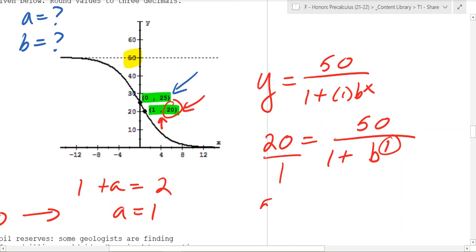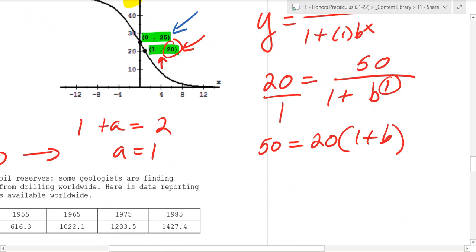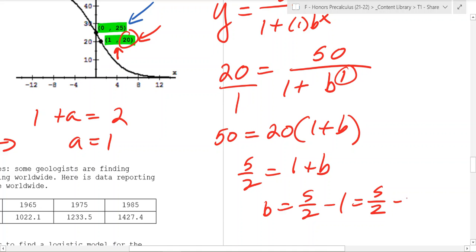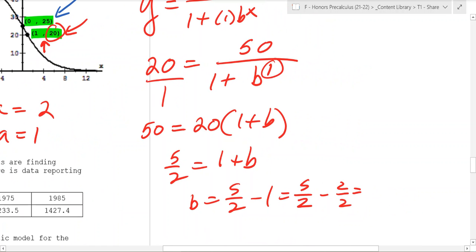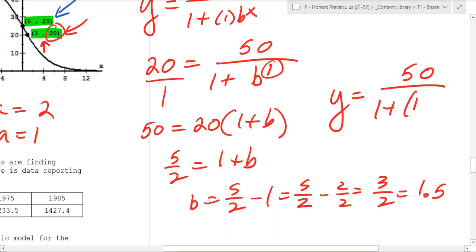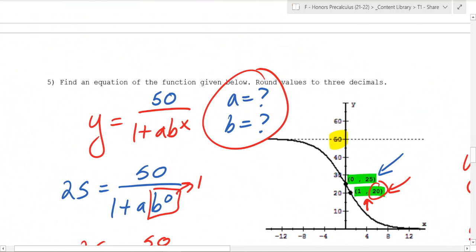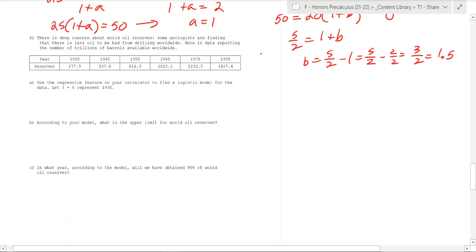If you cross multiply this, you end up with 50 is equal to 20 times 1 plus b. Divide by 20 on both sides, you get 5 over 2 is equal to 1 plus b. So b is equal to 5 over 2 minus 1, which is 5 over 2 minus 2 over 2, which is 3 over 2, and you can write that as 1.5. So the final answer to this is 50 over 1 plus 1.5 to the x. All you're doing is solving for a and b with 2 points. Please also take some time to work out the next 2 examples. They are very similar and rely on what we just did.